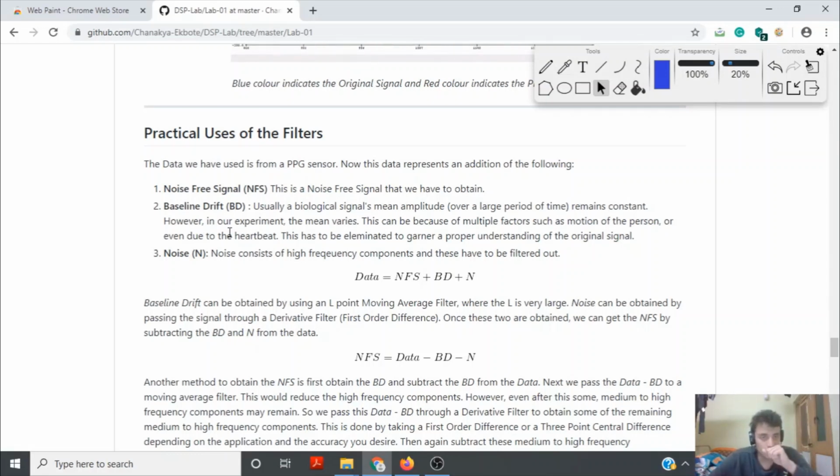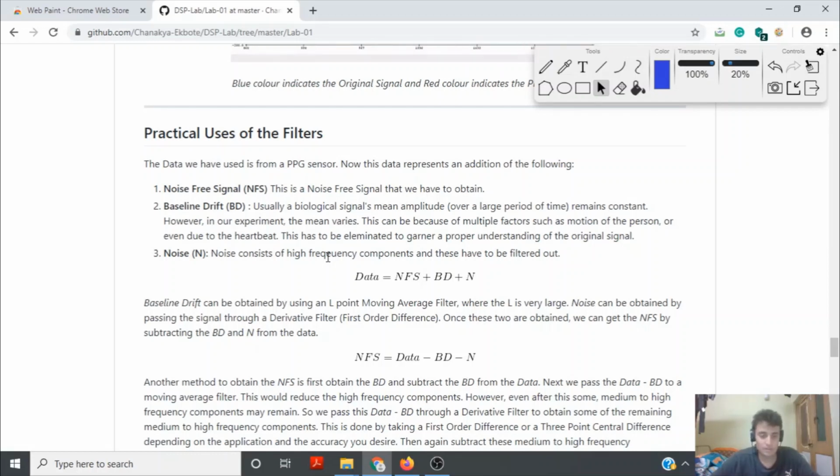So the data we have, we can say, consists of a noise-free signal along with a baseline drift and a high frequency noise component. Now, what is a baseline drift? Baseline drift is when you're measuring data from a particular instrument and suddenly the mean of that signal is increasing and then decreasing, or the statistical parameters are changing, then that means that there is a drift. That can be because of motion, or the instrument is erroneous in the first place.